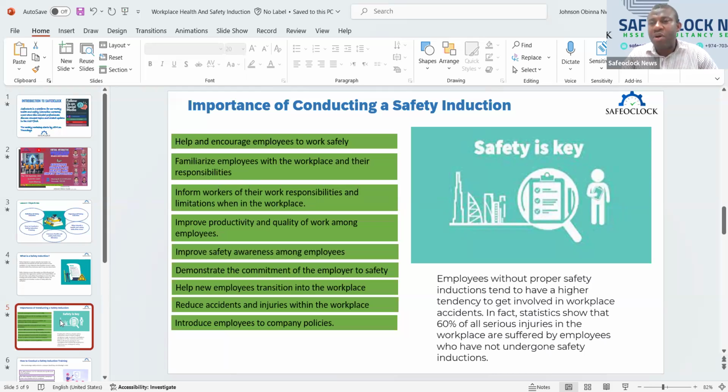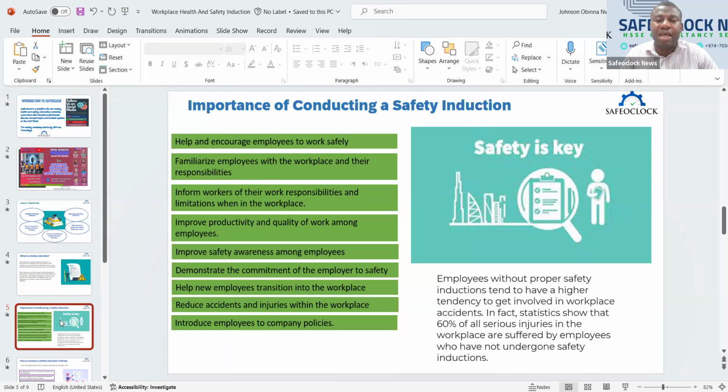Some of them might not be well experienced in that field, but giving them that safety induction, which will involve letting them know the hazards and the risks associated with the activities or the workplace, will help them get more awareness about the safety of that workplace. They'll get more awareness about hazards and risks associated with such activities. And it is a very good way to ensure that the organization is incident or accident free.